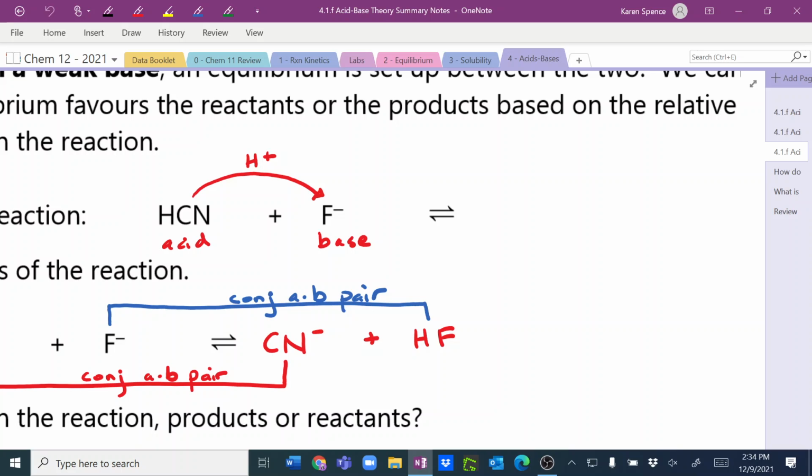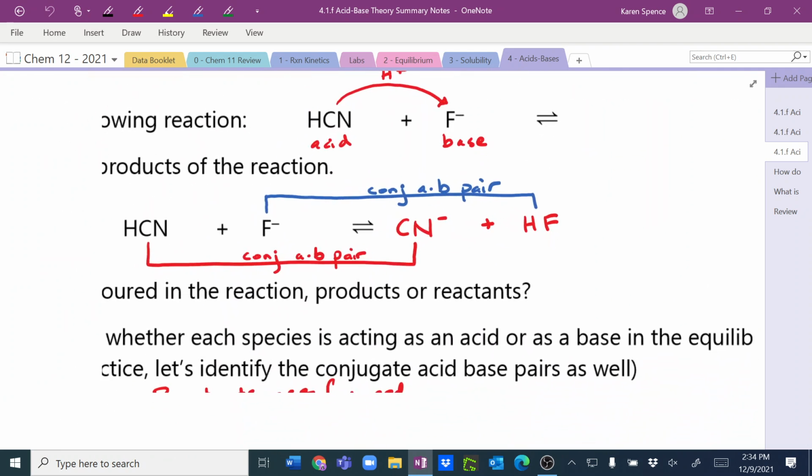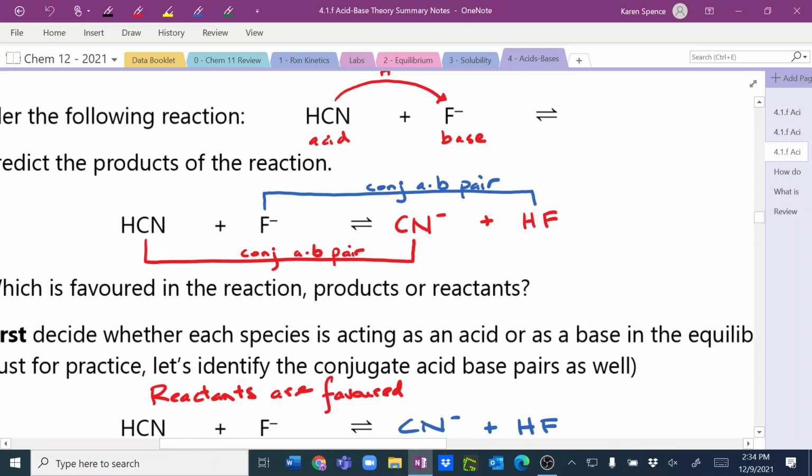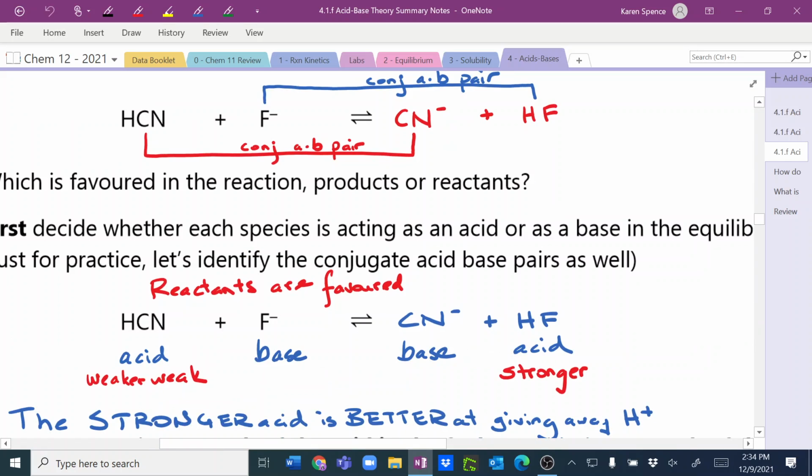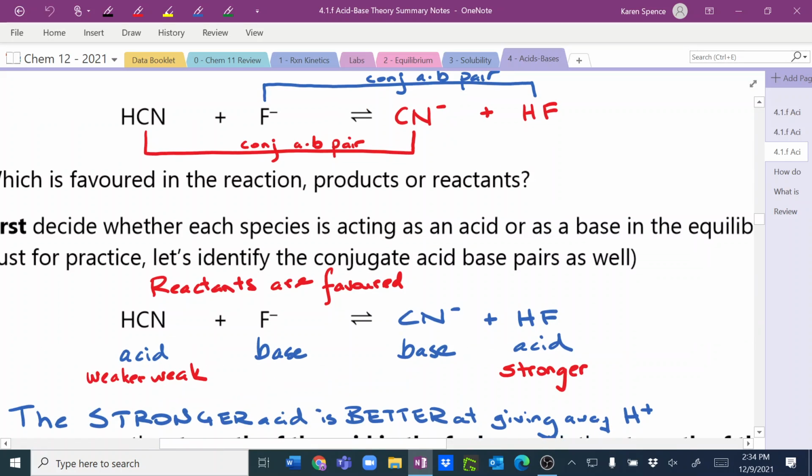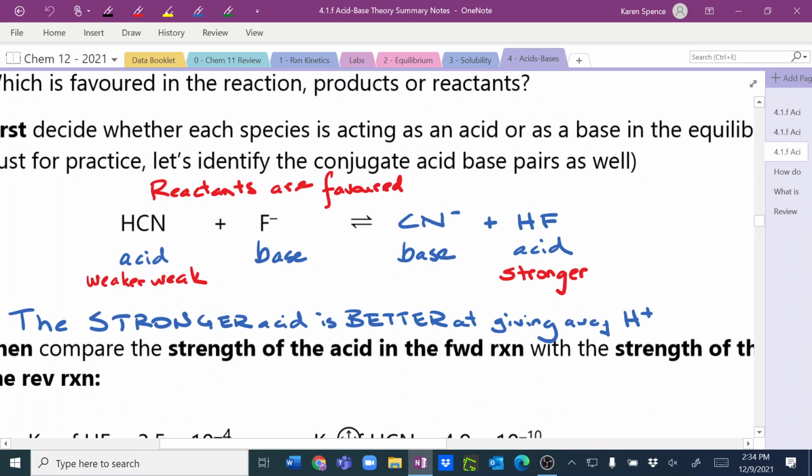Okay. So we have HCN, which is an acid, and F minus, which is a base, and we decided that the hydrogen had to move from the HCN to the F minus, and so our products were CN minus and HF. And the reactants we decided were favored. Do we remember why the reactants were favored?